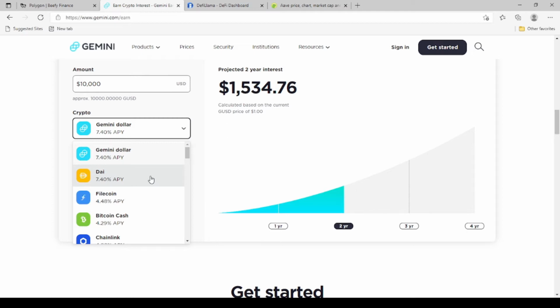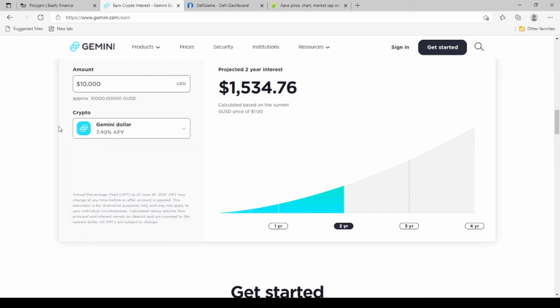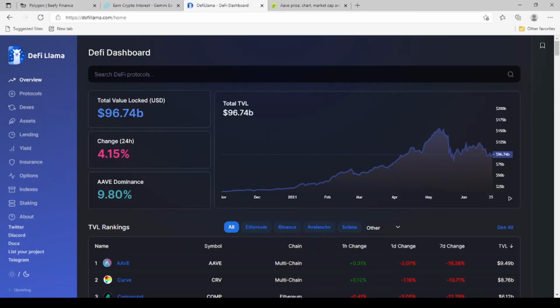Then there's going to be some, I guess, equivalent of a commission, so just something to be aware of. And then let me bring you over to how to go about looking at different DeFi options, because there's just so much stuff out there, it could be really confusing.